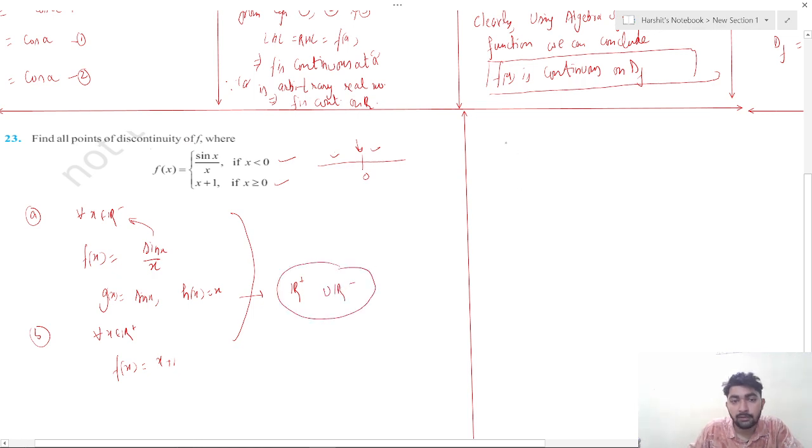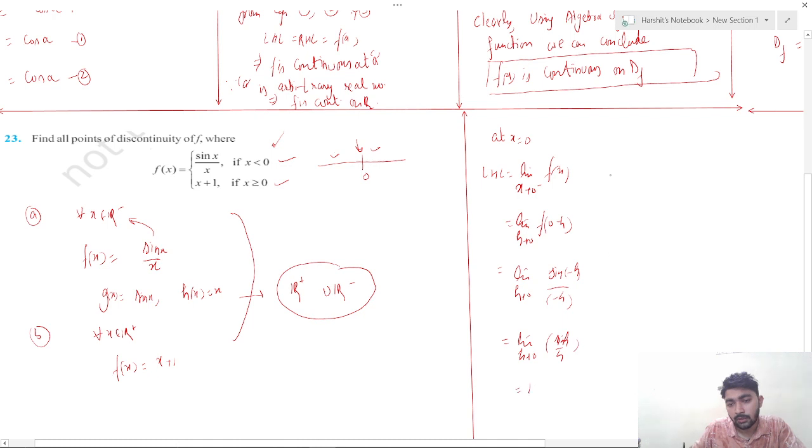Now we need to check the continuity at x equal to 0. For that we need to find the LHL. What is LHL? Limit x tends to 0 negative f of x, that is limit h tends to 0 of f of 0 minus h. We will find it by the first piece: limit h tends to 0 of sin of minus h upon minus h. Sin of minus theta is minus sin theta, so limit h tends to 0 of sin h upon h, which implies 1.